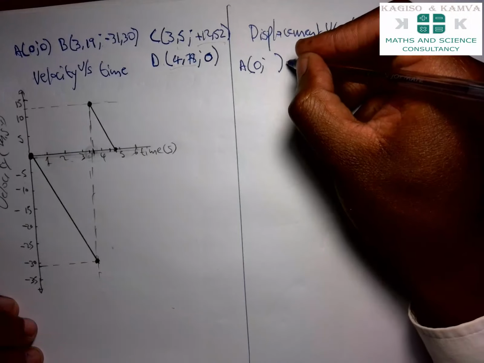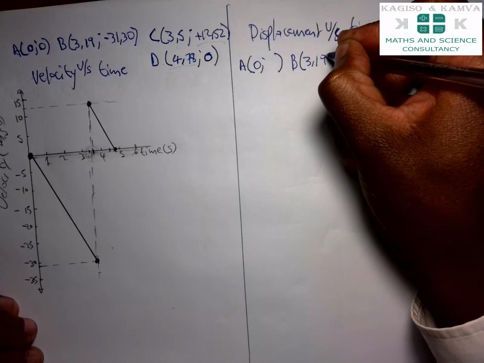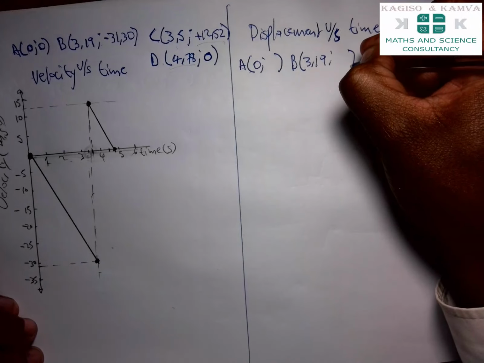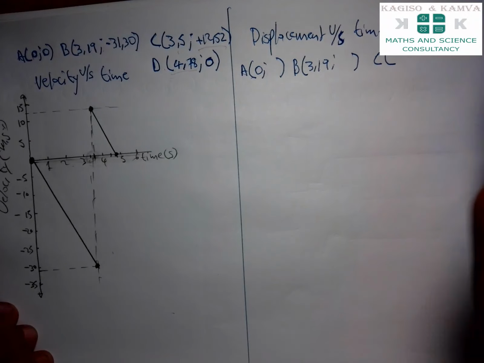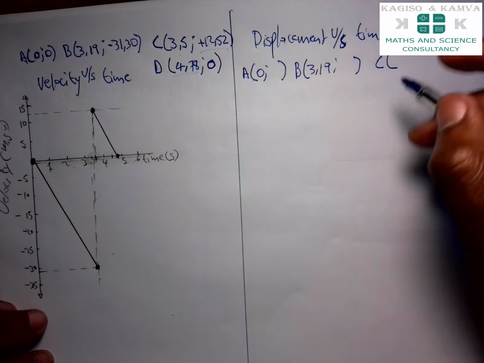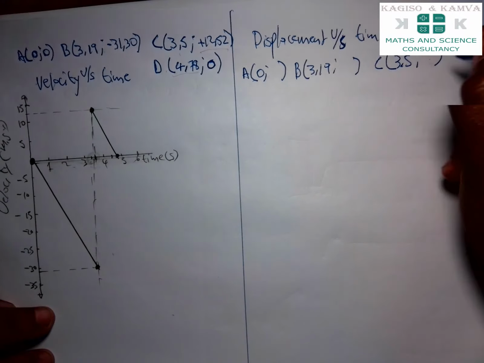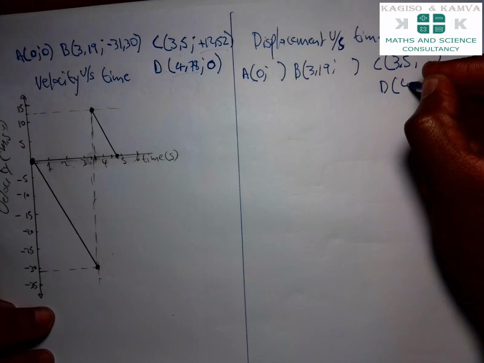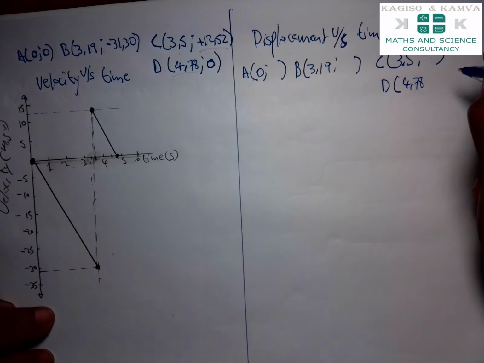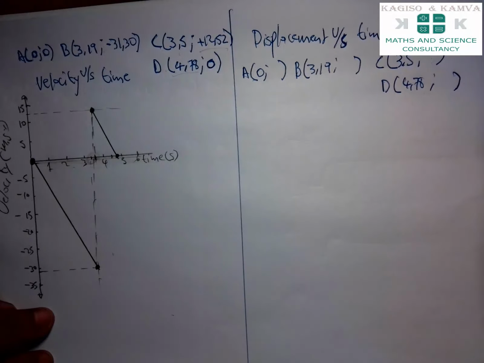Okay, so for A, the time is 0. We just need the displacement there. B, the time is 3.19. We need displacement there. And for C, the time is 3.5. We need displacement there. And for D, what is the time? The time is 4.778. Okay, and then we need the displacement there.